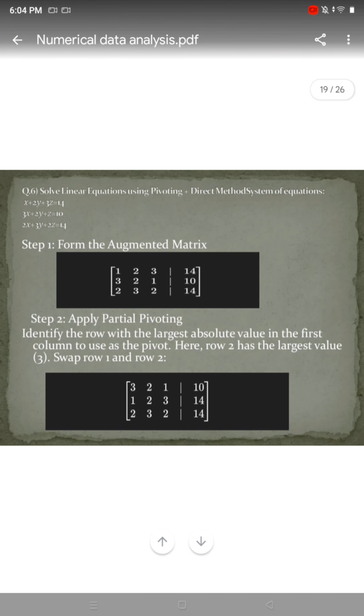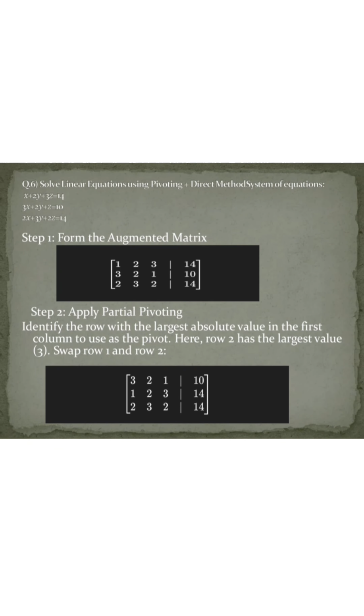Now question 6. Solve linear equations using the pivoting plus direct method. System of equations: x plus 2y plus 3z equals 14. 3x plus 2y plus z equals 10. 2x plus 3y plus 2z equals 14. Step 1. Form the augmented matrix. Step 2. Apply partial pivoting.